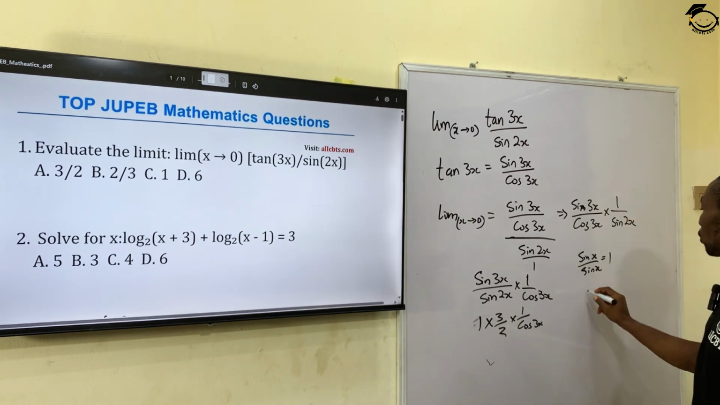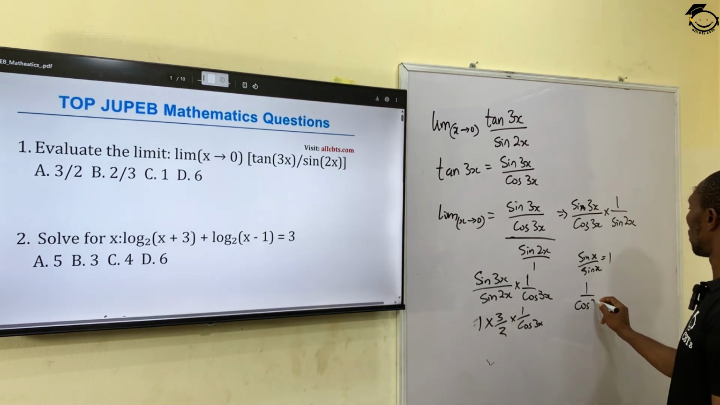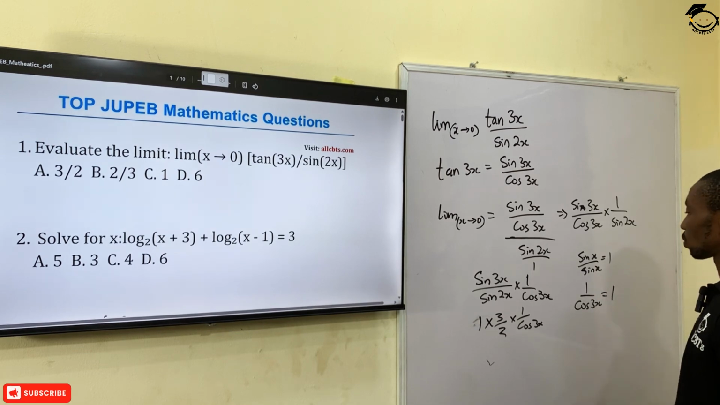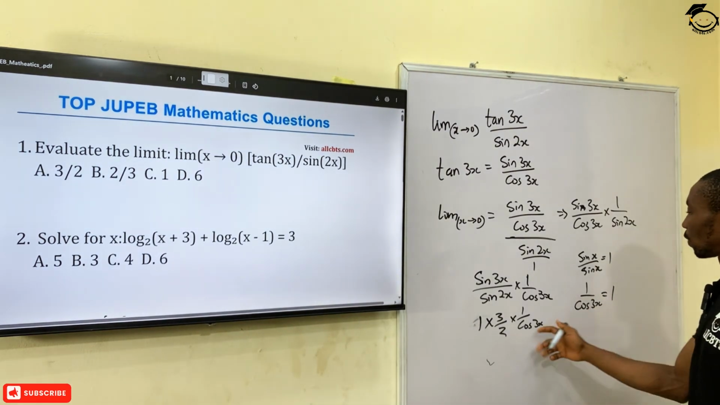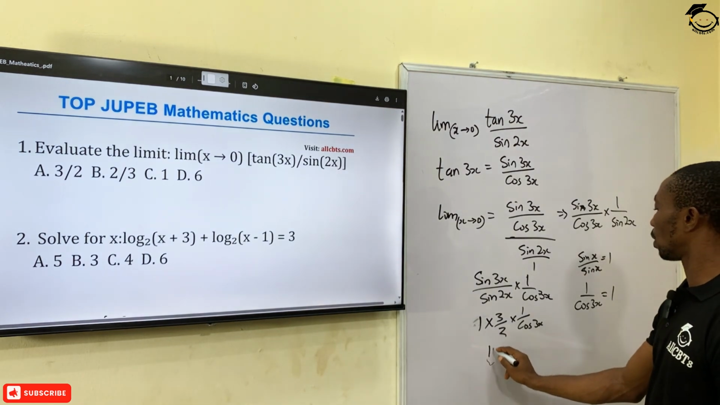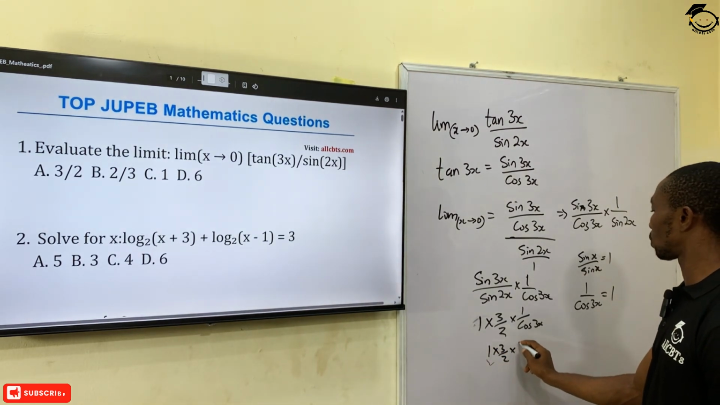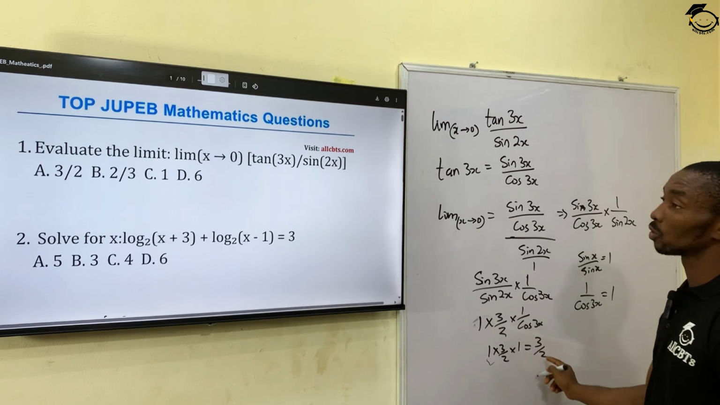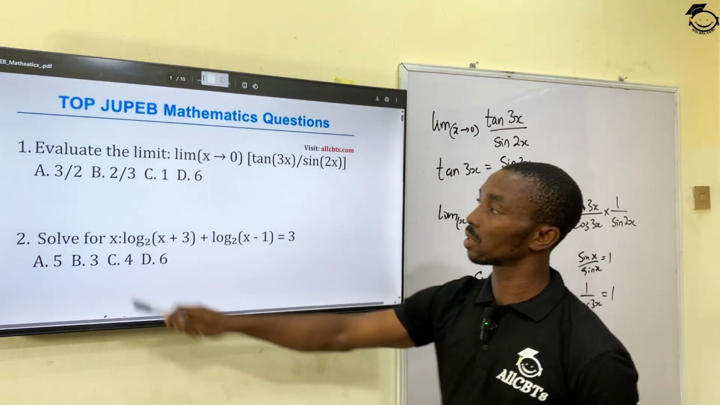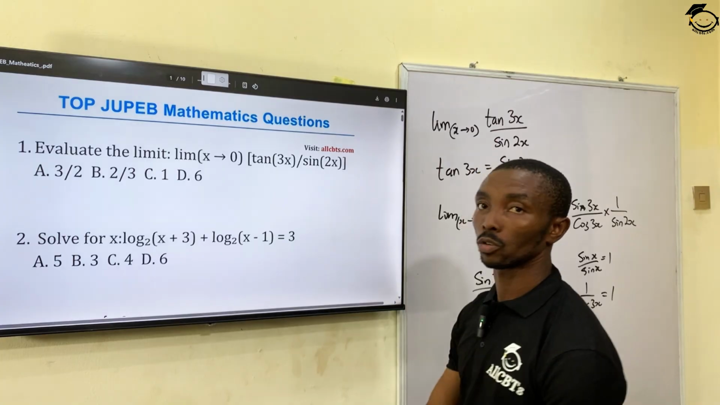But in trigonometry, we know that 1 over cos 3x is also giving us 1. So substituting this, we have 1 times 3 over 2 times 1, which will give us 3 over 2. So our answer is A, 3 over 2.